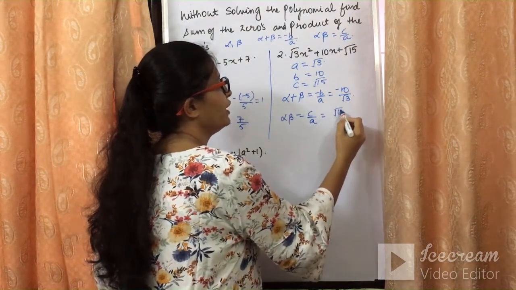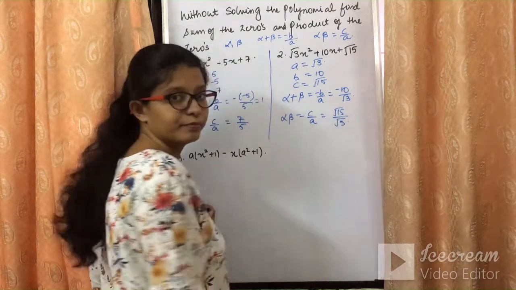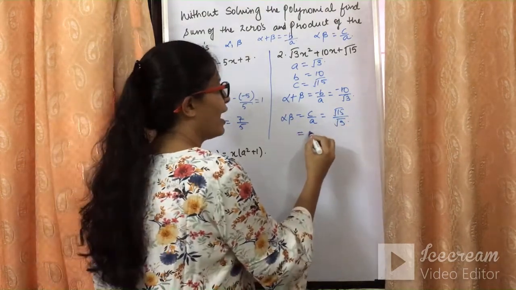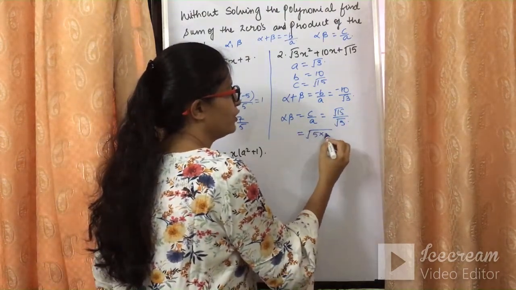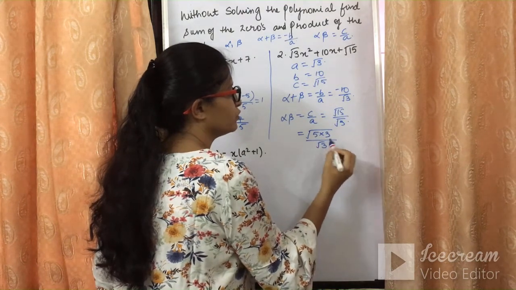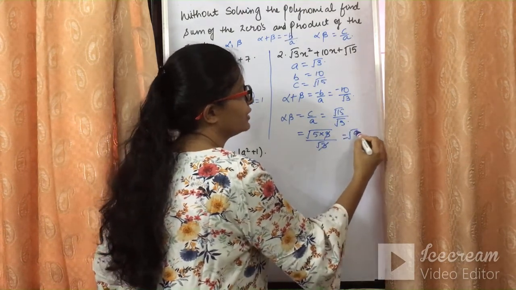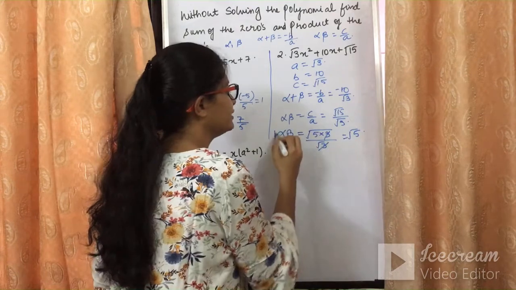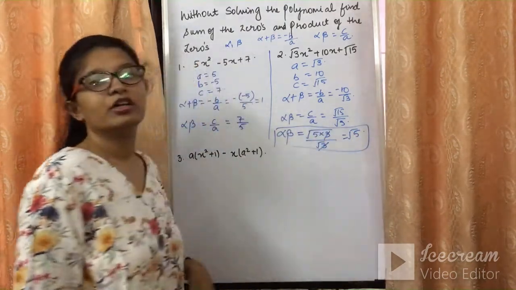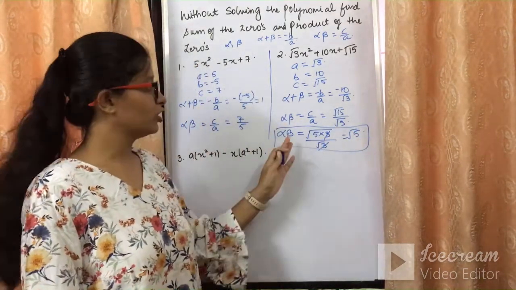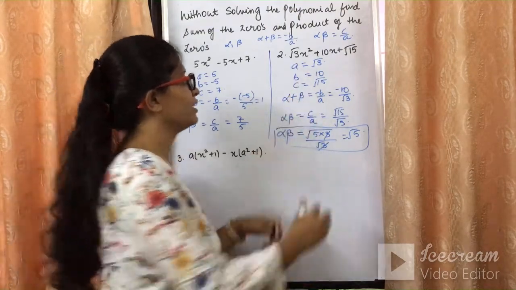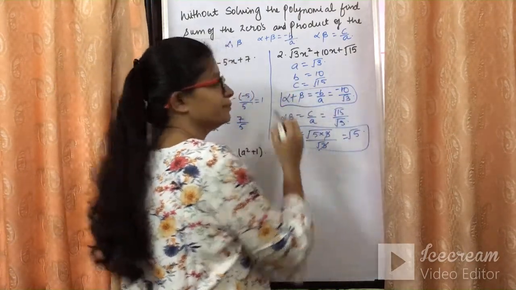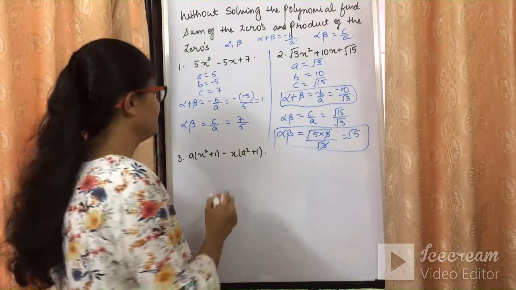c upon a is root 15 upon root 3. This you can simplify: you can write 15 as 5 into 3 upon root 3. So this root 3 will get cancelled out and the answer comes out to be root 5. That is the product of the zeros of the given polynomial, and this is the sum of the zeros of the given polynomial. So I hope it is very easy.